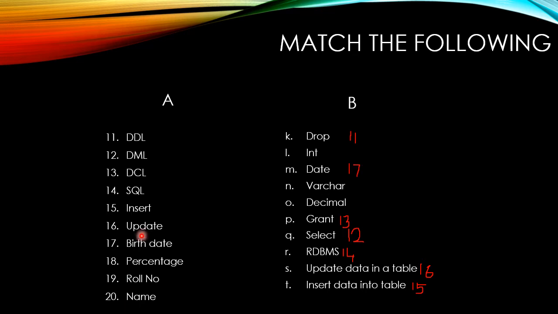Now the next one is percentage. Percentage can be 76.20, 0.50, anything. Percentage is in points, decimals. So the correct option, data type will be decimal, not integer. It will be decimal. So here I am going to write 18.